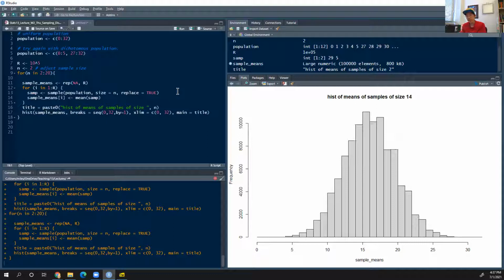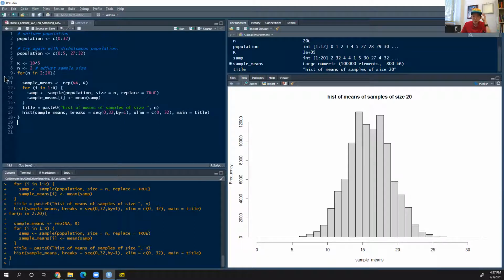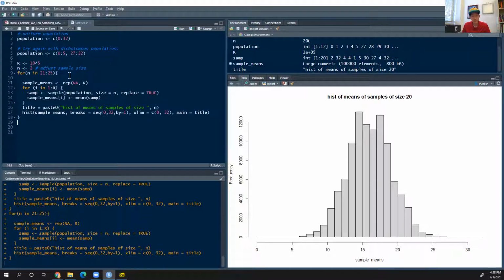So these are sampling distributions when we take different sized samples. 19, 20. Let me do a few more. We'll go from 21 to, say, 25.